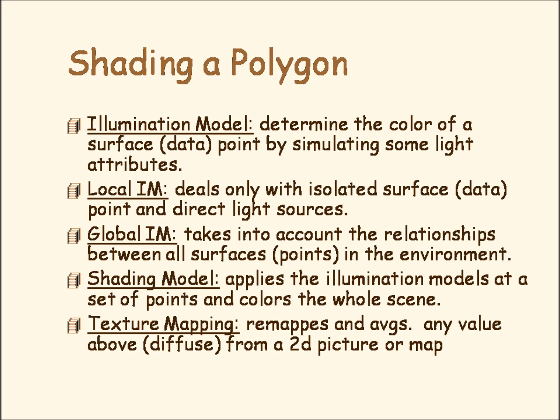Next is the global illumination model, which takes into account the relationships between all surface points in the environment. This is the image based illumination model, which reflects how illumination is spread all over the image. So on the basis of the above three models, that is the illumination model and its types, local illumination model and global illumination model, we can describe the shading model. So what is the shading model? It applies the illumination models at a set of points and colors the whole scene.